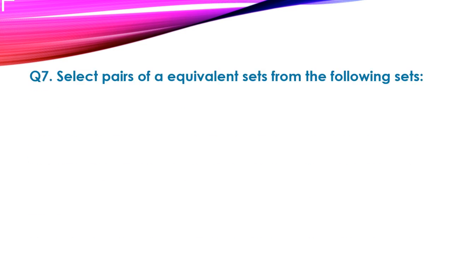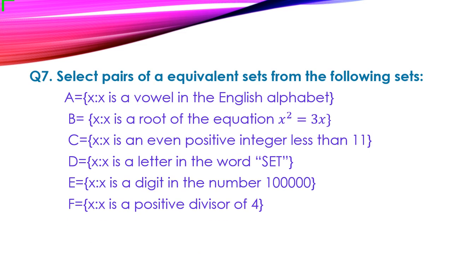Next, equivalent sets. Now, select pairs of equivalent sets from the following sets. Here I have given again 6 sets, and you have to find the pair of equivalent sets. Now let us revise the definition of equivalent sets as well. Any two finite sets are said to be equivalent if the number of elements in both the sets are equal, right? So what is our task? We have to find the number of elements in these 6 sets, right?